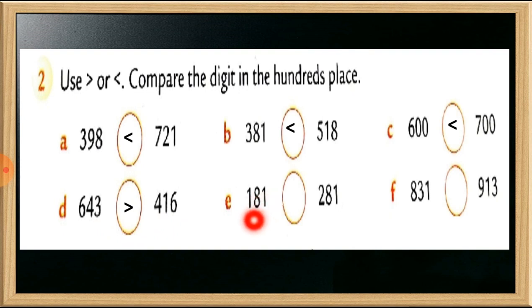Here in the number E, number 1 is at the hundreds place at the left side and number 2 is at the hundreds place at the right side. So number 2 is a bigger number here. Let's see the number F. Here at the left side at the hundreds place is number 8 and at the right side number 9 is at the hundreds place. So number 9 is bigger here. You have to put this sign here.